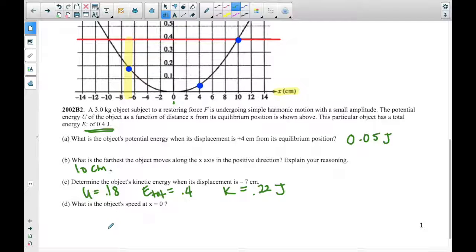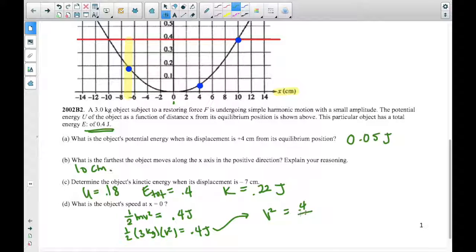Last question, what is the speed at x equals 0? Well, to find speed, we're going to use 1/2 mv squared. And our total energy is 0.4 joules. So those two things have to be equal to each other. We also know they give us in the problem that the mass is 3 kilograms. And now it's just a matter of using our calculator and coming up with our answer. So doing some math here, we might get 0.1 over 1.5. Take the square root of that. After you do your calculations, you come up with 0.52 meters per second.